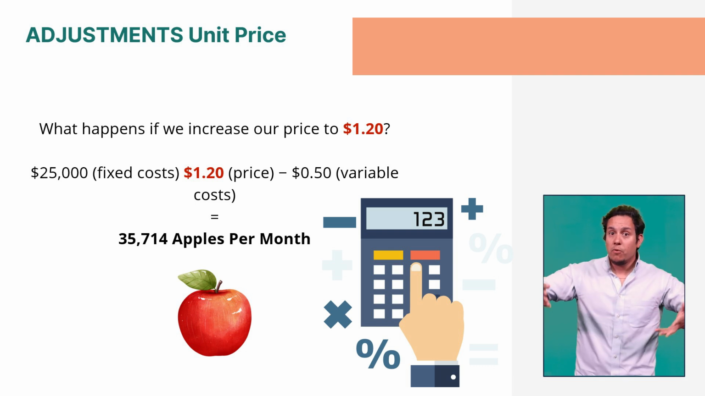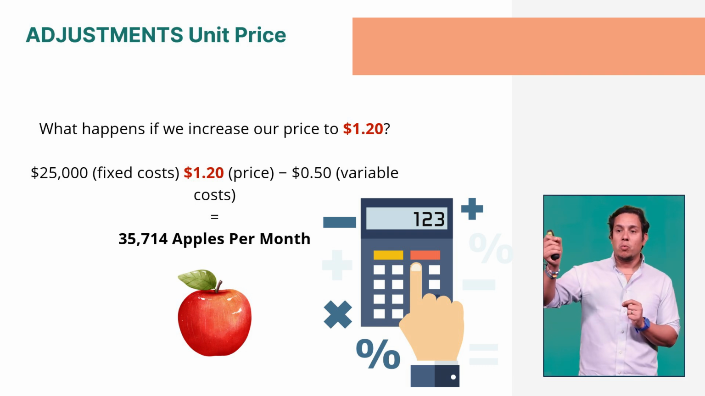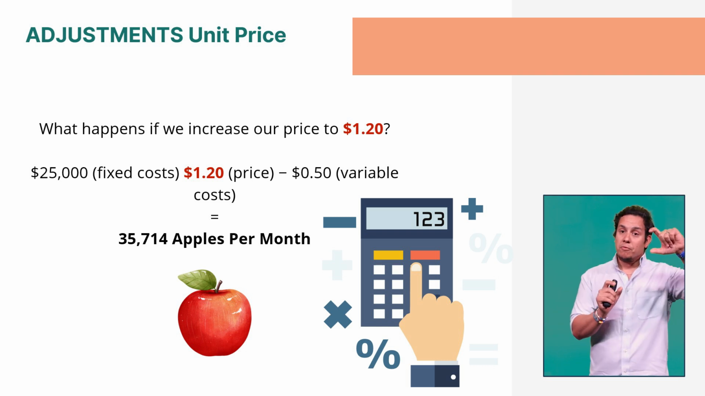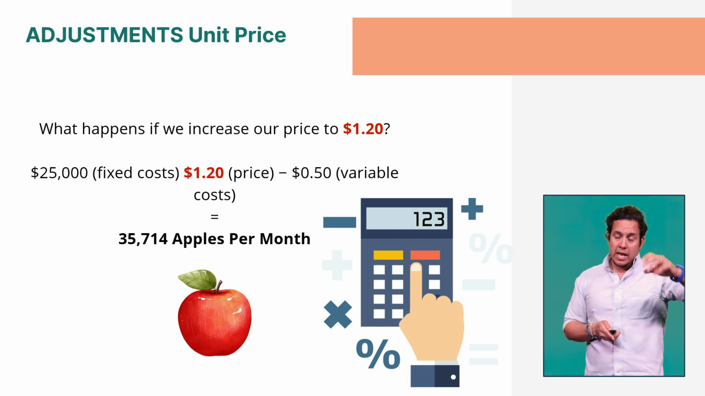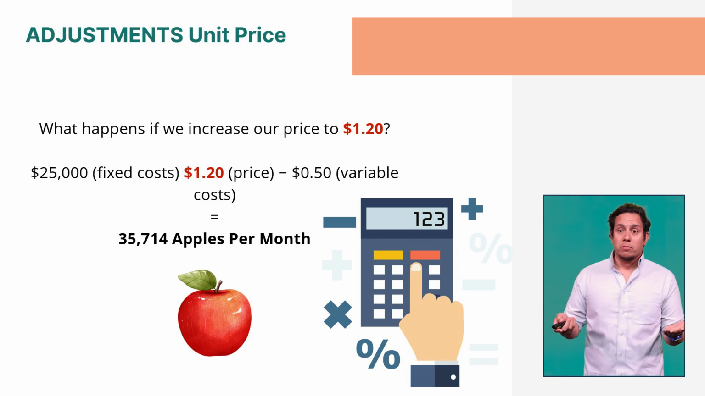We might increase it 40 cents. We might increase it 50 cents. Every adjustment will absolutely affect the break-even point, right? The formula holds itself as such. And so this is one of the adjustments that we can do. What else do you think we could do?